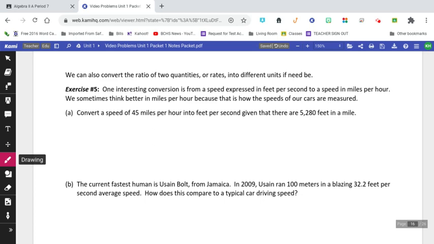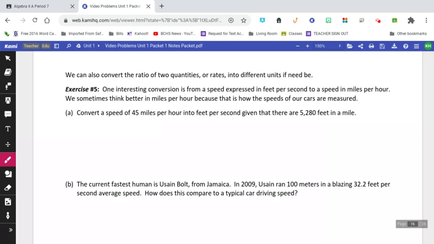All right, number 5, we can also convert the ratio of 2 quantities or rates into different units if need be. So for number 5, it says one interesting conversion is from a speed expressed in feet per second to a speed in miles per hour. We sometimes think better in miles per hour because that is how the speeds of our cars are measured. So convert a speed of 45 miles per hour into feet per second, given that there are 5,280 feet in a mile.